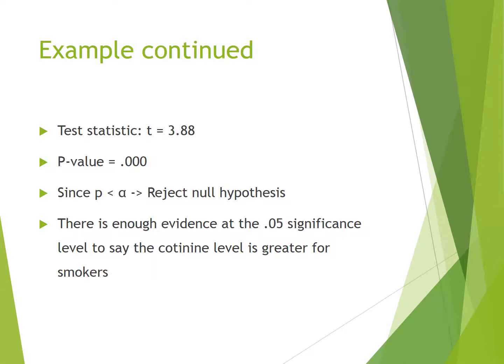The test statistic is 3.88. The p-value is 0. P is certainly less than alpha, so we reject the null hypothesis. There is enough evidence at the 0.05 significance level to say that the cotinine level is greater for smokers.